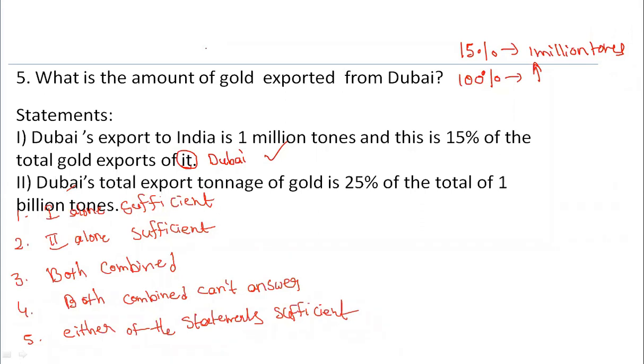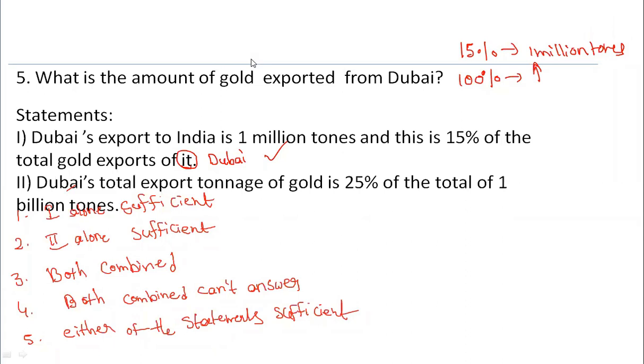What is that "it" here in the statement? We are talking about Dubai exports, right? So that is 15% of Dubai exports. If 15% of Dubai exports is 1 million tons, then how about finding 100 percentage? 15% is 1 million, 100% is how much? Definitely it should be some value, and we can find out the answer if we think in that way. It's not that we have to find the answer. Can we answer the question or not? Yes, we can. Keep that aside: we can answer the question with respect to first statement information.